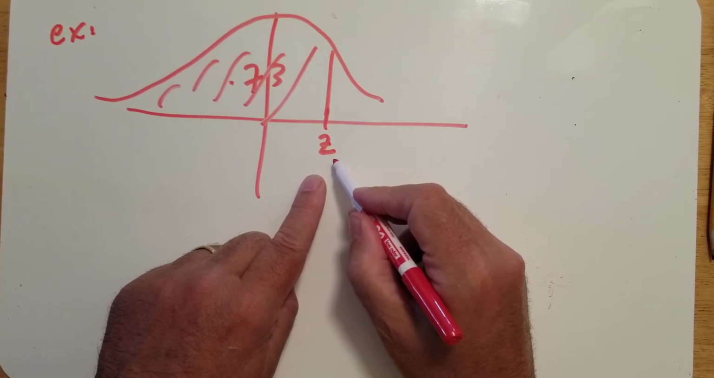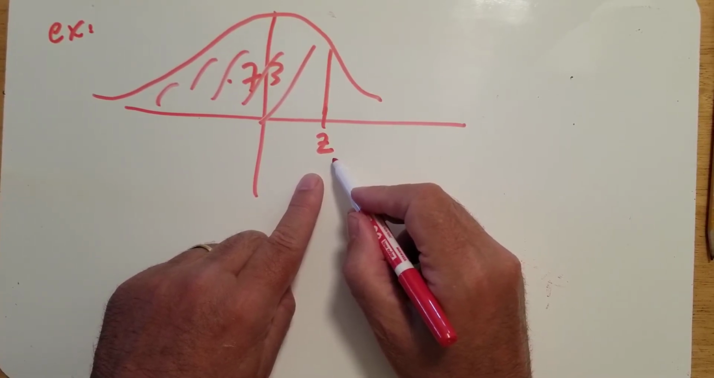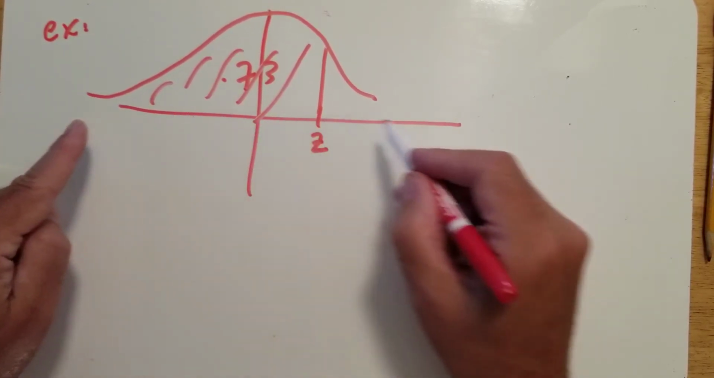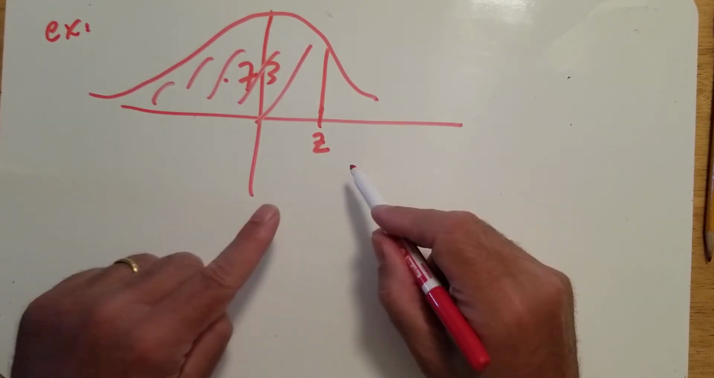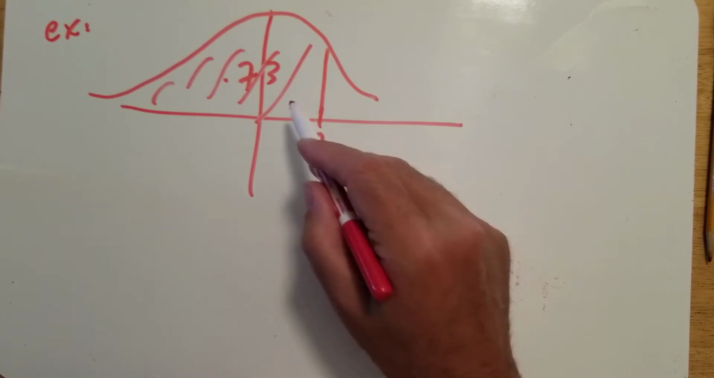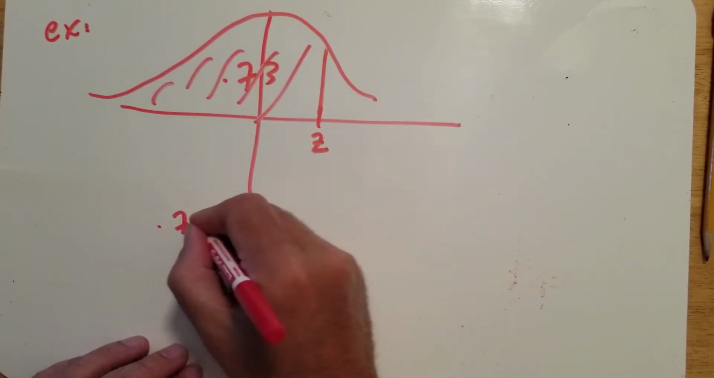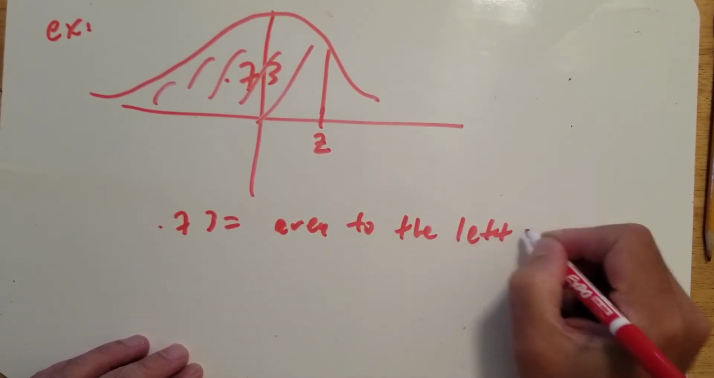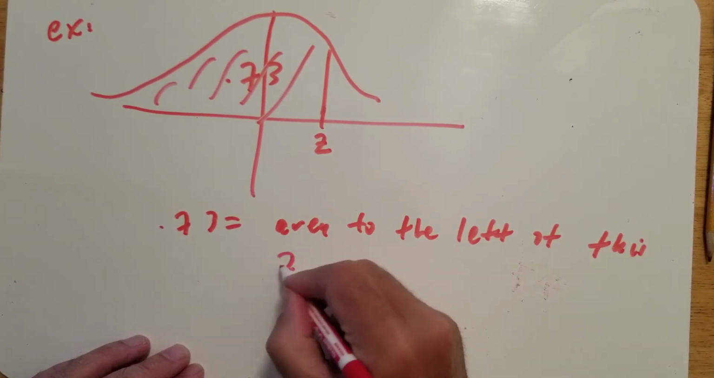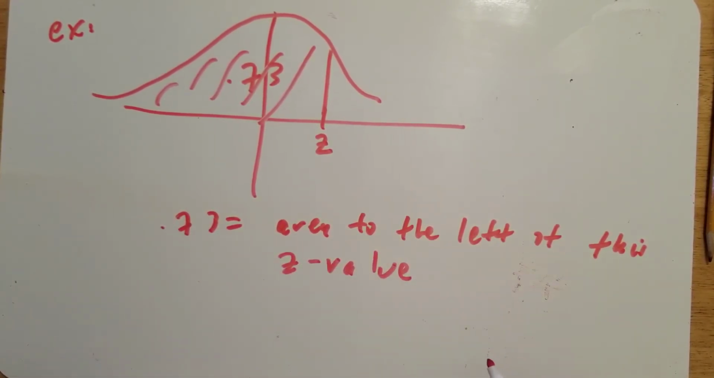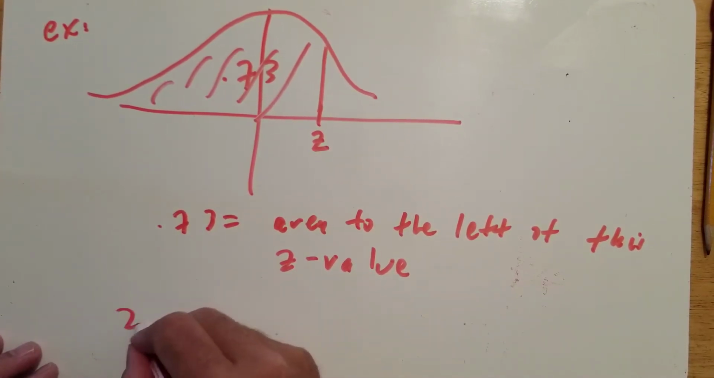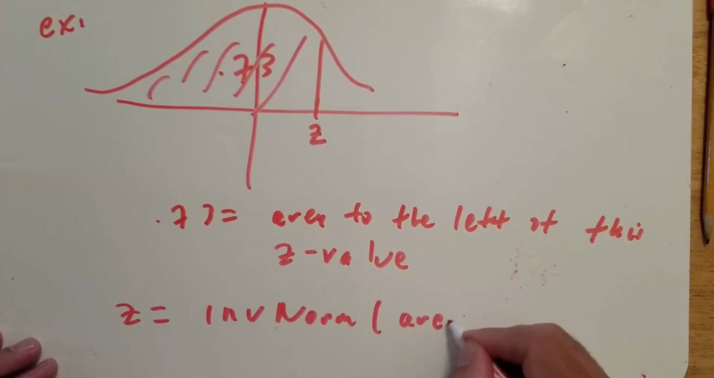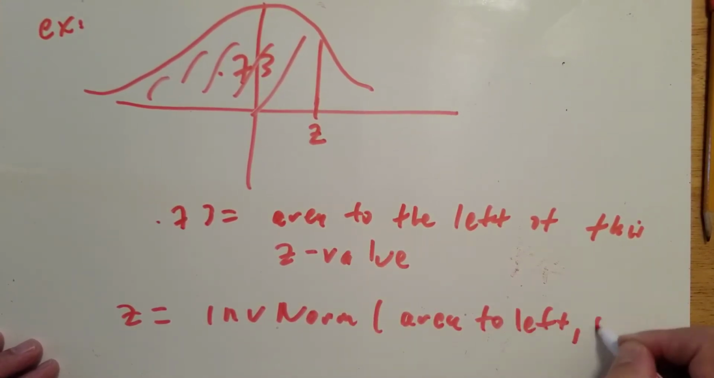Now, they might use z and x interchangeably here because, remember, a z-score is measuring in units of standard deviations. And for the standard normal, the x-axis is in units of standard deviations. So they may use z and x interchangeably. This time, the 0.73 is equal to the area to the left of this z value. And when they give you the area to the left, this can be calculated by using the function invnorm on the calculator, which is area to the left, 0, 1.